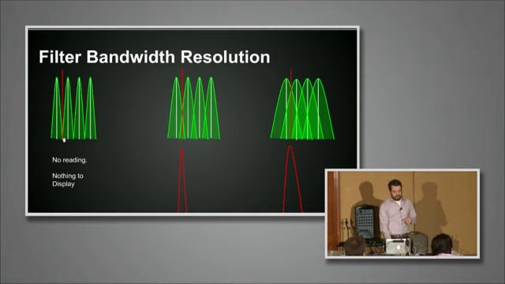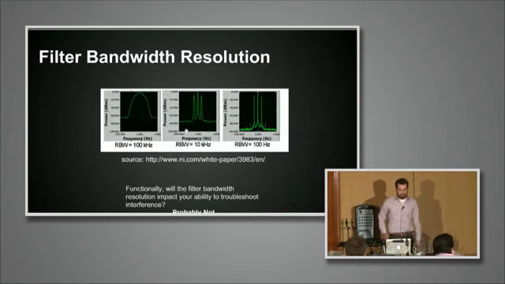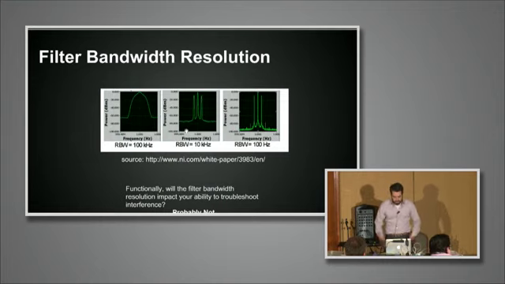So in this case, if this red line was a narrowband transmission, you see it falls directly in between those two steps. So you don't have a reading, and it's not going to have anything to display underneath. Whereas when you have the filter bandwidth resolution set so it overlaps a little bit, you will get a reading in between those. And in some cases, if you have multiple overlaps, you'll have a wider display. And that ends up looking something like this, and I stole this off another person's website.